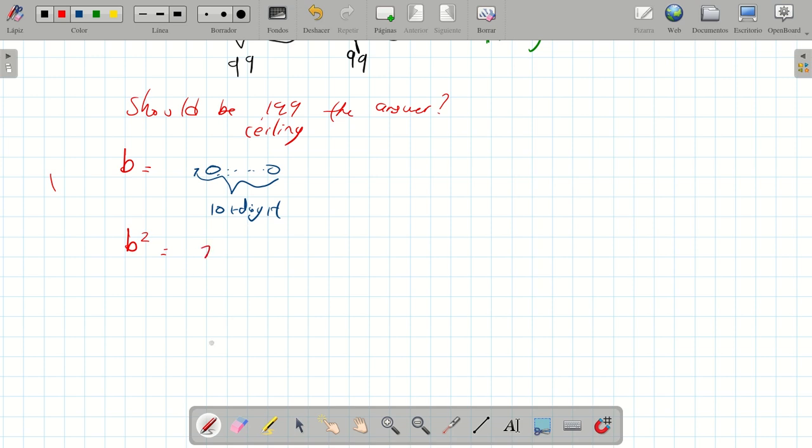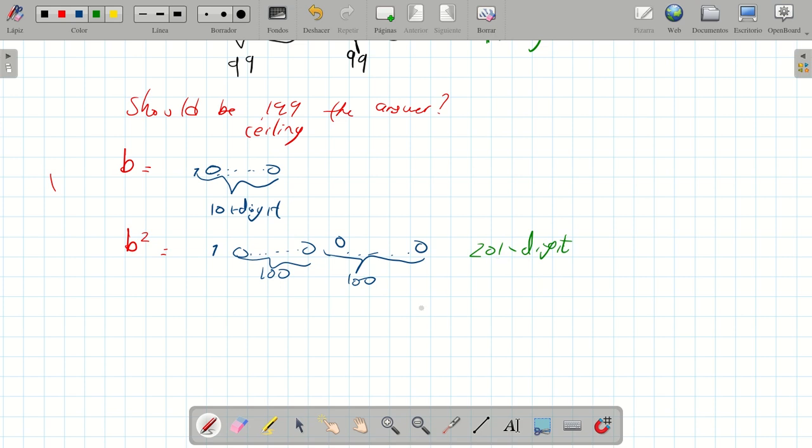So, it will be 81, then 100 zeros, and we add the same quantity, 100 zeros also. This is a 201 digit number.